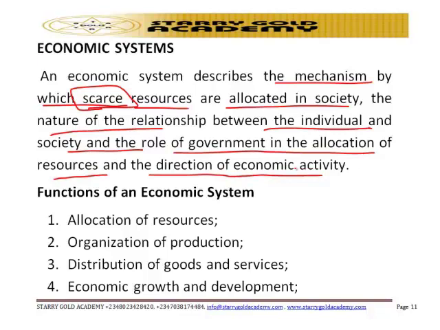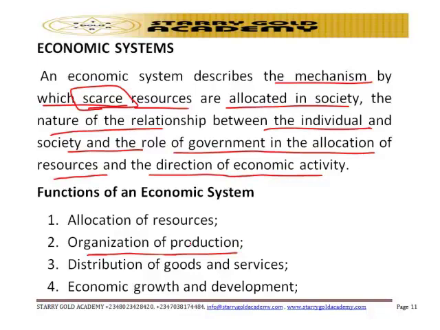The second point is the organization of production. With the aid of an economic system, production can be organized appropriately. So the flow of production, the system of production, the steps of production can be successfully embarked on as a result of a good economic system being practiced in an economy. The third function is the distribution of goods and services. An economic system can facilitate a good channel to ensure the distribution of goods and services in a particular economy.